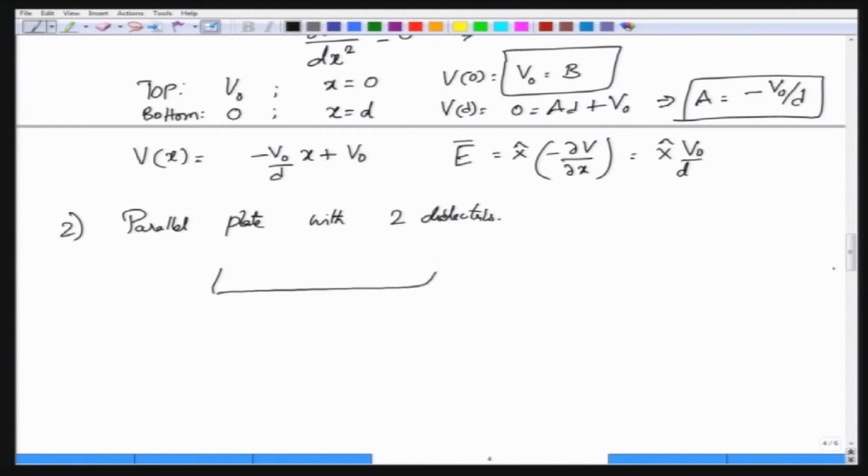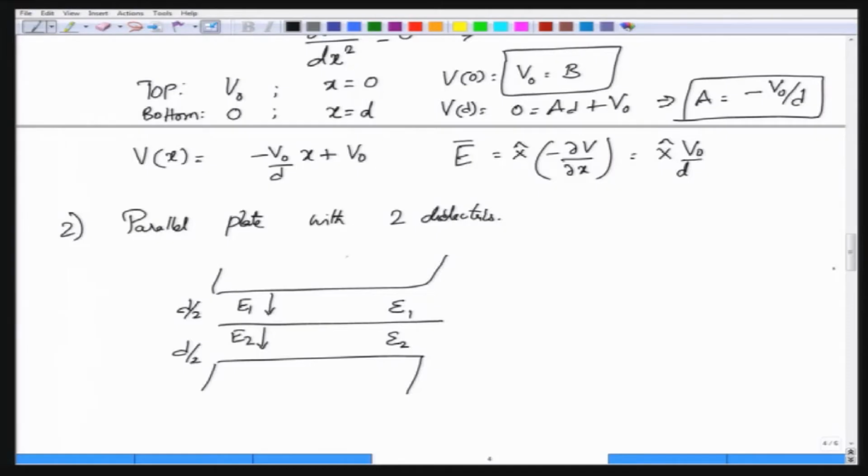So, I have the top plate here, I have the bottom plate here. For some distance d by 2, I fill this with material of permittivity epsilon 1, and for the remaining distance d by 2 I fill this with permittivity epsilon 2. Clearly, there will be an electric field which is still uniform, because the plates extend to infinity in both directions, and there will be two fields E1 and E2. The top plate is kept at V0, and the bottom plate is kept at 0, or grounded.